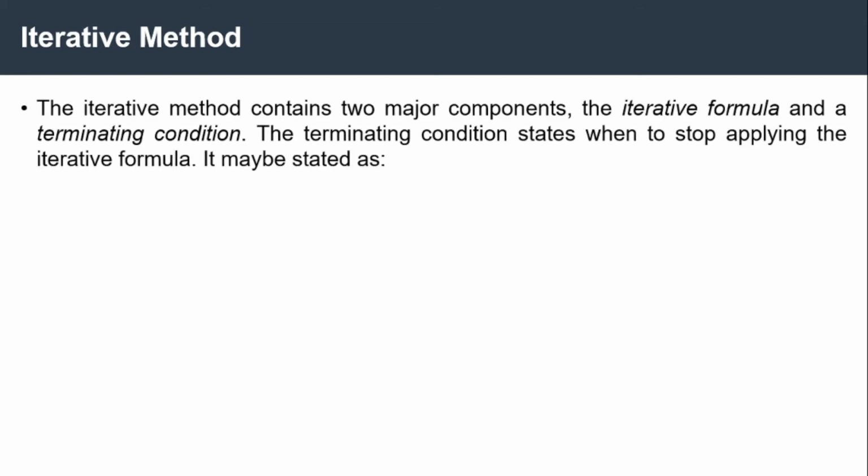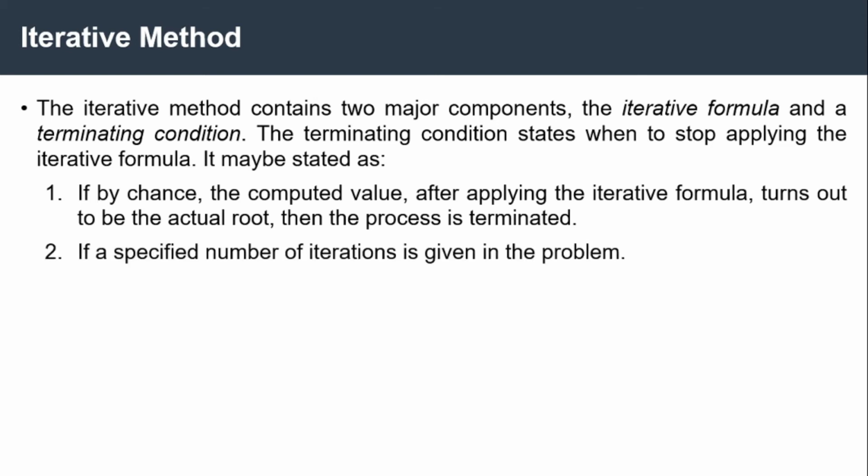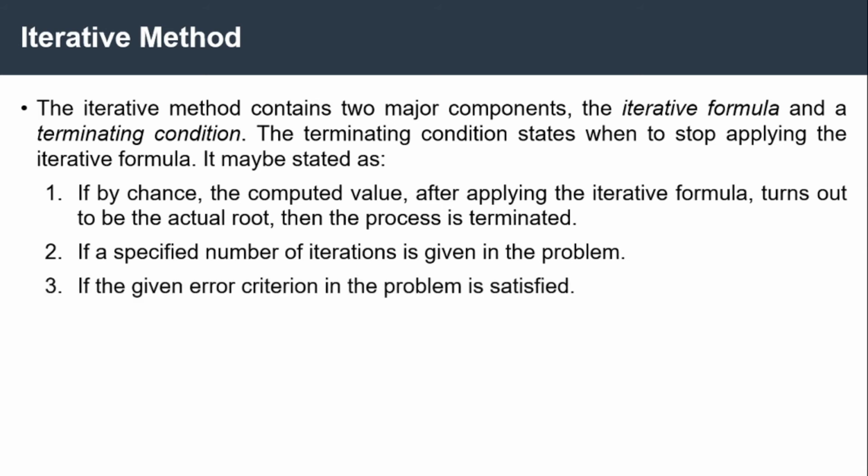The iterative method contains two major components. We have the iterative formula and a terminating condition. The terminating condition states when to stop applying the iterative formula. It may be stated as, first, if by chance the computed value after applying the iterative formula turns out to be the actual root, then the process is terminated. Second, if a specified number of iterations is given in the problem. And third, if the given error criterion of the problem is satisfied.